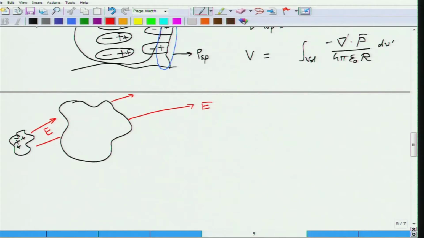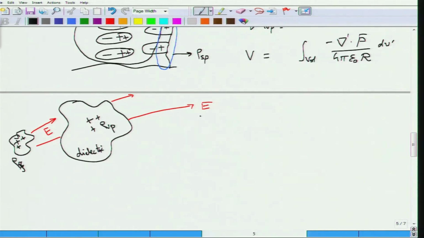Now I have placed the dielectric here, and the dielectric is described by the equivalent volume charge density rho Vp, and rho Vp is given by minus del prime dot P. So what would be the potential at this point? The potential will be because of the charge distribution, let us call this rho F, F indicating free charges.